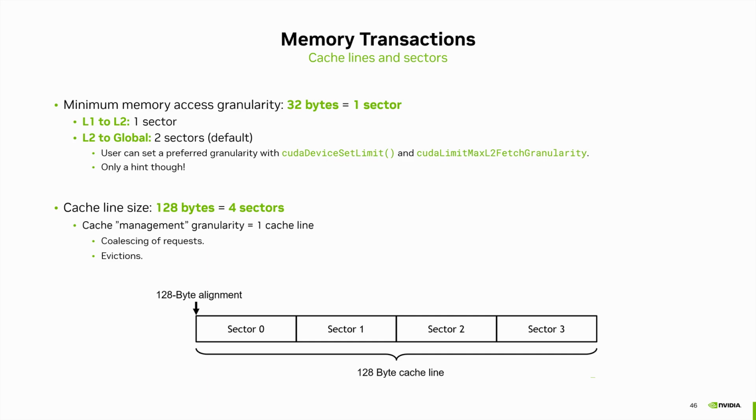In terms of data movement and memory transactions, in general, the minimum memory access granularity on a GPU is what we call a sector, which is equal to 32 bytes. When we move, for example, data from the L1 to the L2, we move one sector. When we move data from the L2 to global, by default, we move two sectors, but that can actually be tweaked. The cache line size is 4 sectors, 128 bytes.